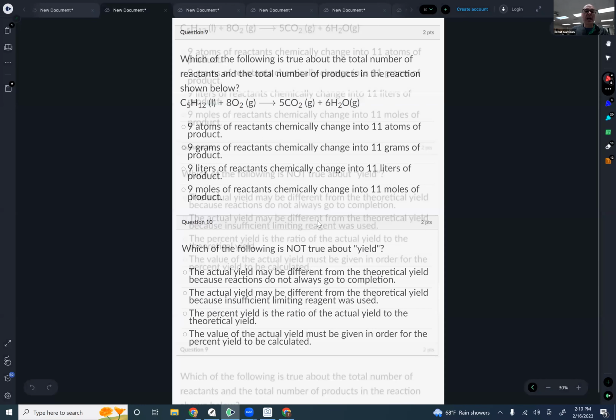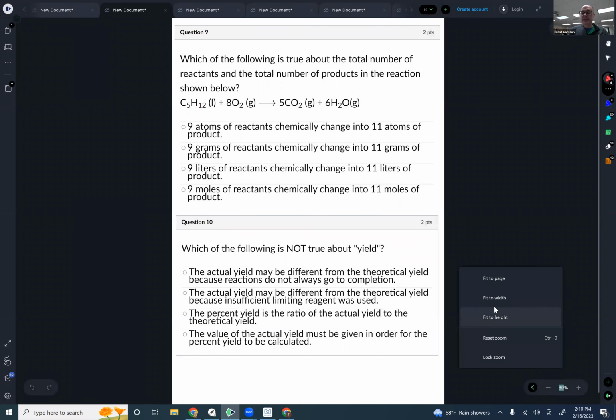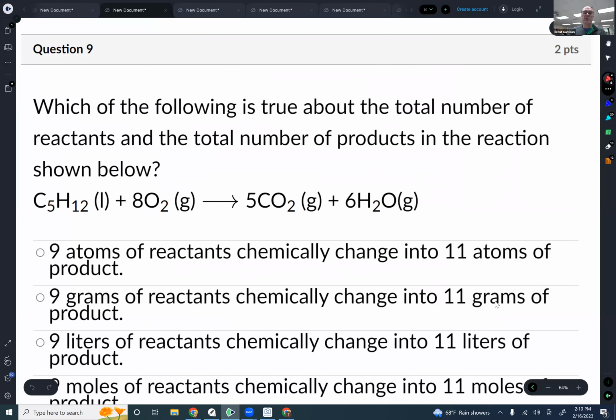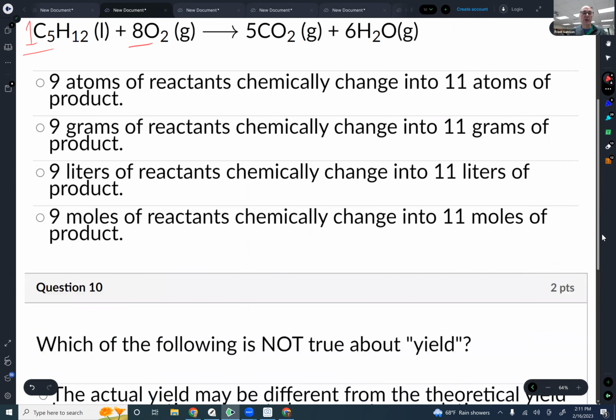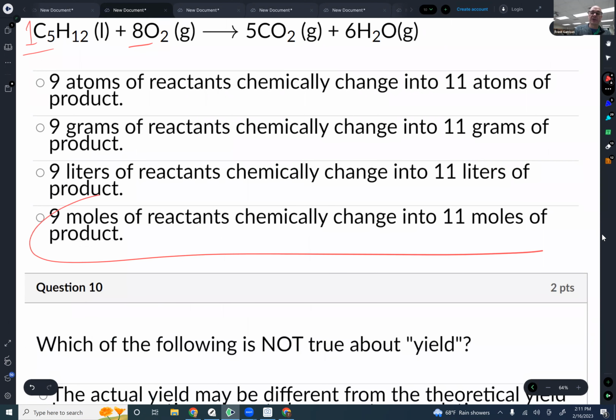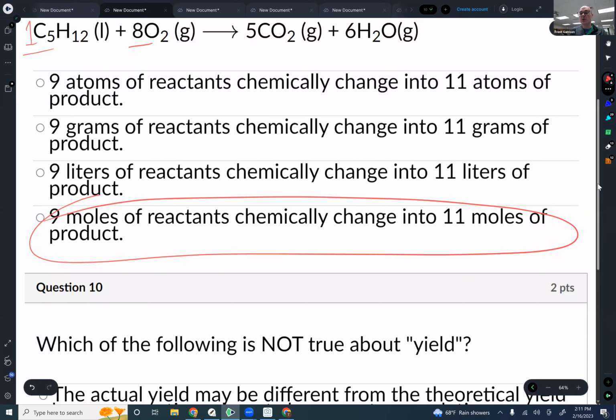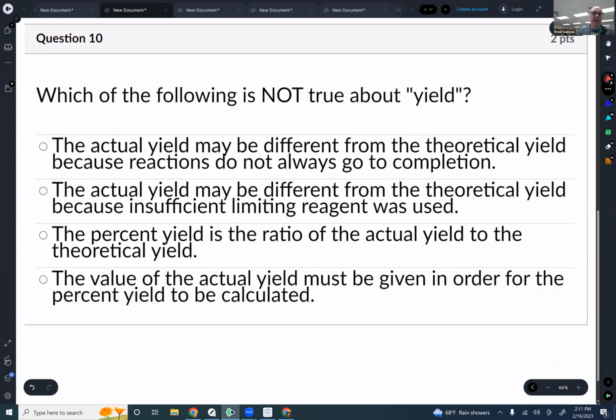And then number 9, almost done. Which of the following is true about the total number of reactants and the total number of products? Okay, so the mole ratio here, I've got a 1 and an 8. That means that there are 9 total moles of reactants. Those are not atoms, those are not liters, those are not grams. So the only part here is this is correct. All right, so you had to know what a coefficient is actually measuring.